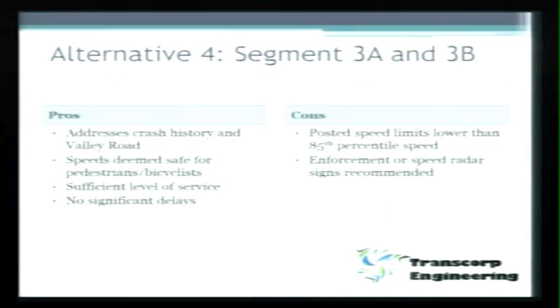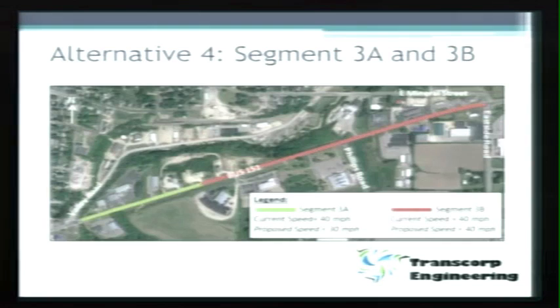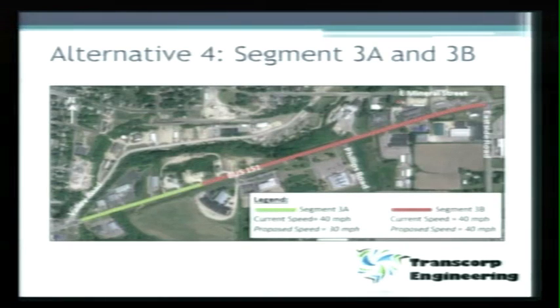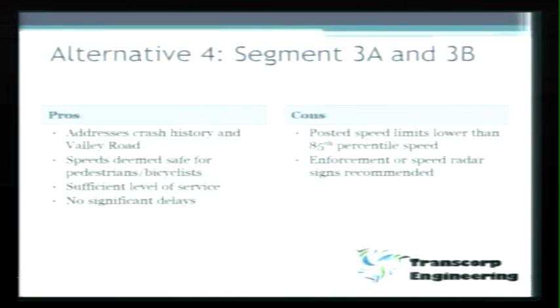Alternative 4, as I mentioned, was breaking segment 3 into 3A and 3B, as this picture shows. So on the left-hand side here by Valley Road, that currently changes to 40 miles an hour right there. We would propose in this alternative to keep that 30 miles an hour up that hill past the Dollar General to the substation right there, and then have it continue as 40 miles an hour as it currently is out to East Side Road. This addresses the crash history that we found at Valley Road, and these speeds are still considered safe for pedestrians and bicyclists. However, the posted speed limits would be lower than the 85th percentile speeds.